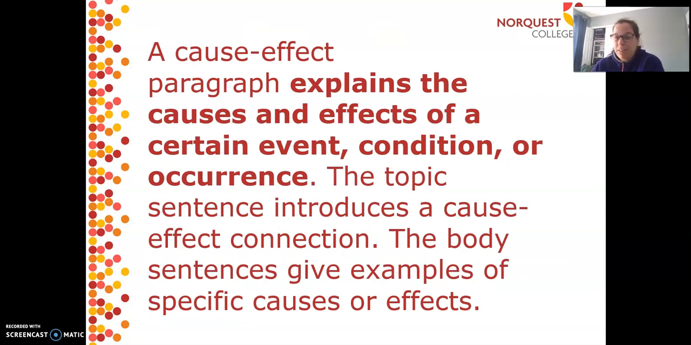Okay, so again, this is a similar type of definition, but a cause-effect paragraph explains the causes and effects of a certain event, condition, or occurrence. The topic sentence introduces the cause-effect connection. And then the rest of the paragraph gives examples and explains how they connect to that main idea or argument being suggested at the start.